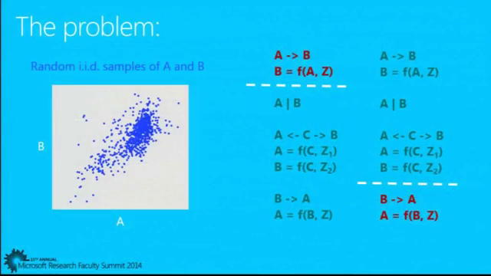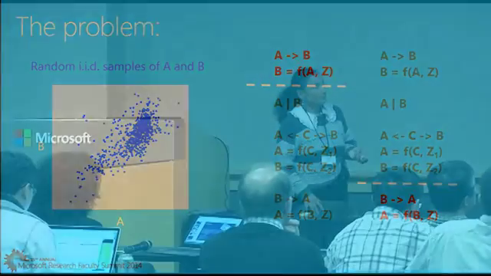And we formulated the problem as a classification problem. One class is A causes B. So B is a function of A and maybe some other variable. And the other class is everything else. So A and B are independent, or A and B are caused by a third variable that is a latent variable unknown to us, or B is a cause of A. And because of the symmetry of the problem, of course, you could consider separating B causes A from everything else.